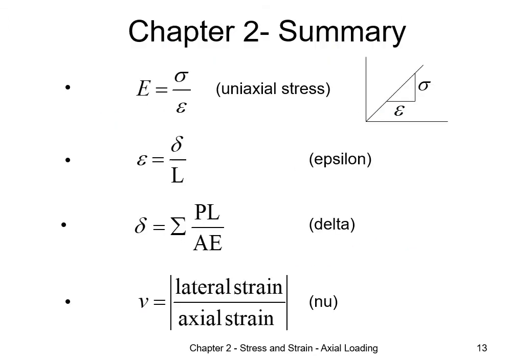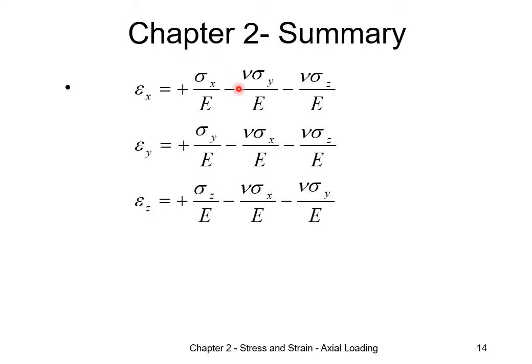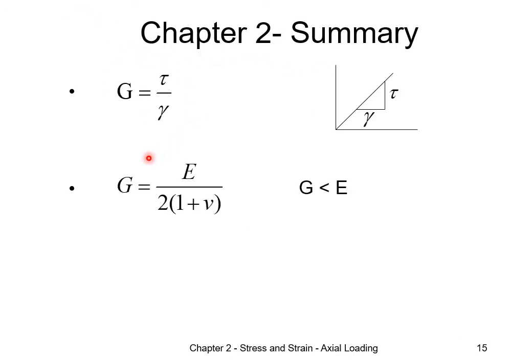In summary, these are the equations you need to know from this chapter. Hooke's law, the equation for strain, deformation as a result of the external loads P, as well as the Poisson ratio. For objects that are stressed in multiple directions, the strain in one particular direction can be represented as such. We also introduced the shear strain equation, and the relationship between shear modulus and Young's modulus is given here.